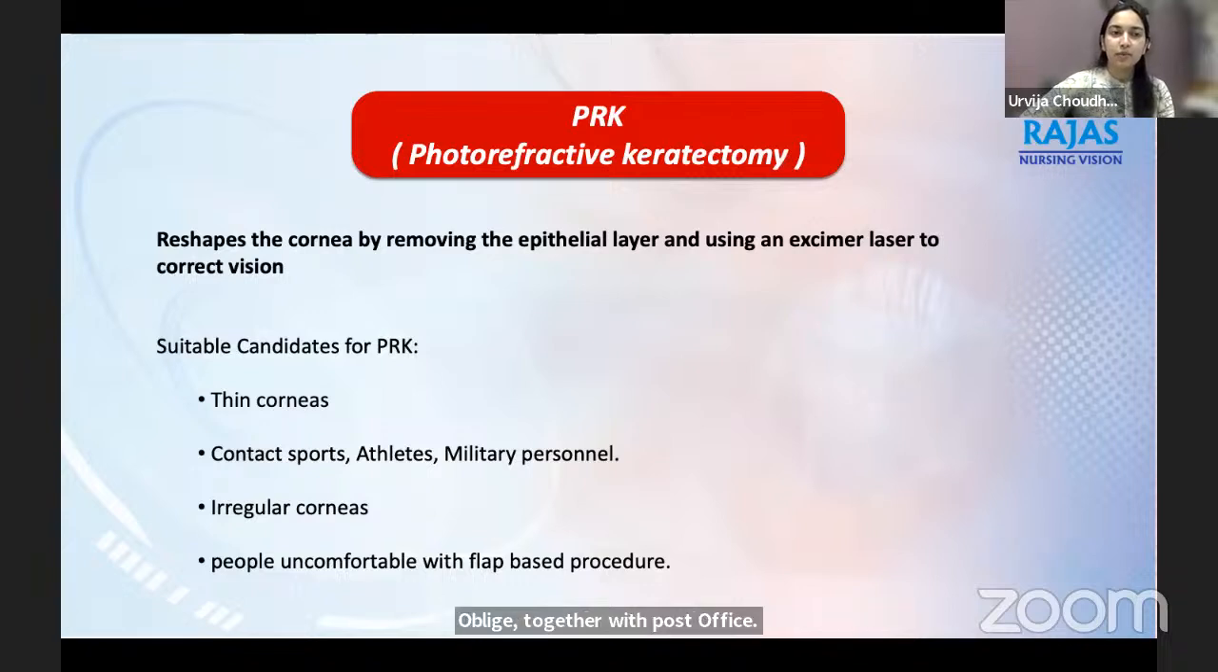The most performed procedure after LASIK, I would say, is PRK, which is preferred by lots of surgeons nowadays. It reshapes your corneal surface not by making a flap, but it just removes the upper epithelial layer, and then it performs the ablation with the excimer laser. Suitable candidates for PRK can be patients with thin corneas, professionals, athletes, and military personnel who have contact sports, where chances of flap dislodgement are there. Also patients with irregular corneas, and people who are uncomfortable with flap-based procedures for their eye.